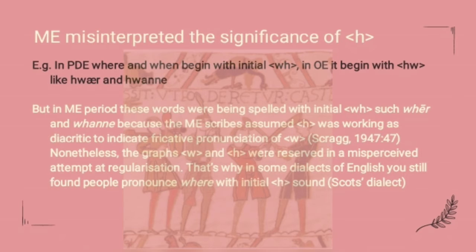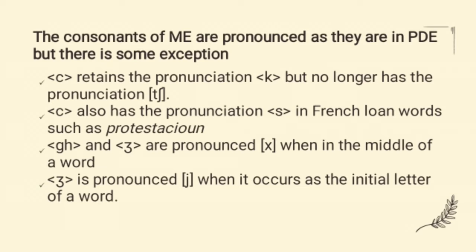That's why, in some dialects of English, we can still find people who pronounce "where" with an initial H sound, for example in the Scots dialect. The consonants of Middle English are pronounced as they are in present-day English, but there are some exceptions. For example, the letter C retains the pronunciation "ugh", but no longer has the pronunciation "ch". And the letter C also has the pronunciation "s" in French loanwords such as "protestation", and so on.